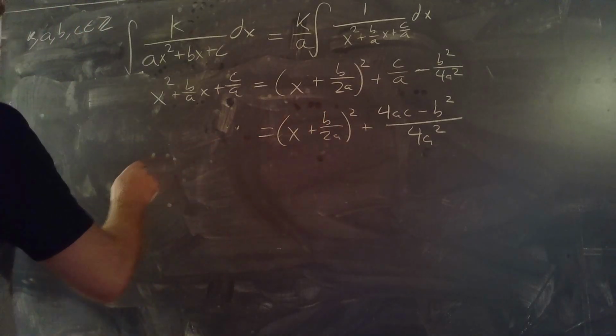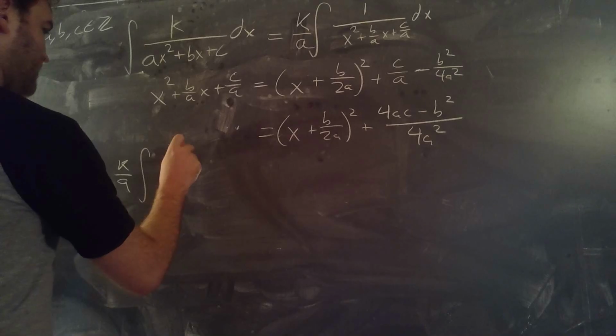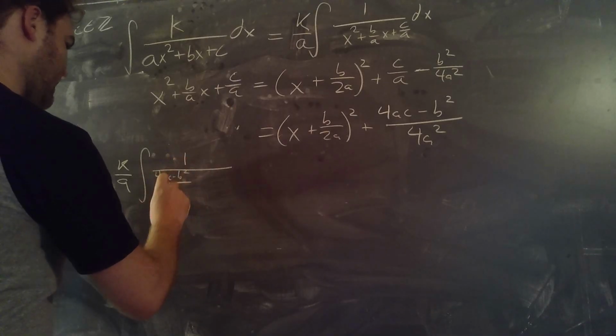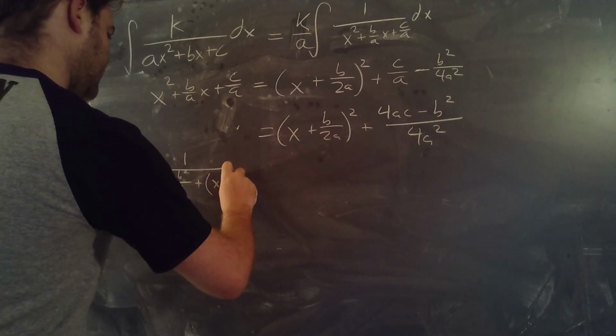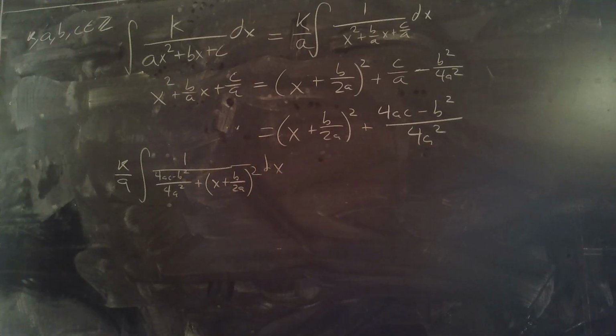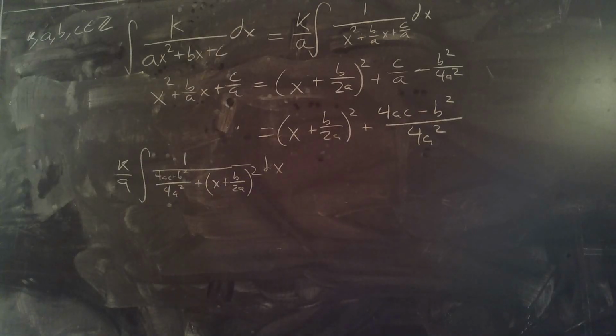That allows us to rewrite the integrand as k over a, the integral of 1 divided by 4ac minus b squared over 4a squared plus x plus b over 2a all squared, dx. Notice at this point that this is pretty much the way we'd like this to be. We could very easily do the arctangent integral with this. We just need to come up with what all the constants attached to this are.